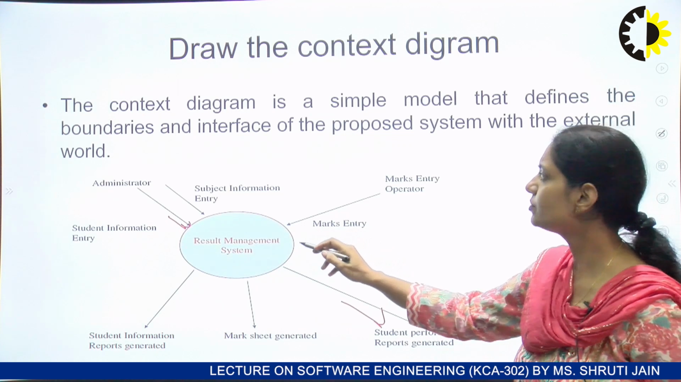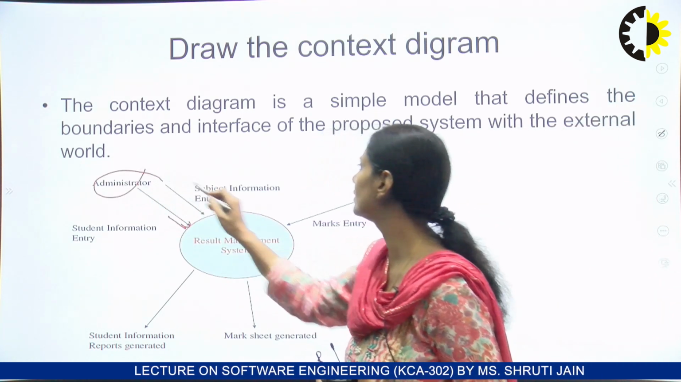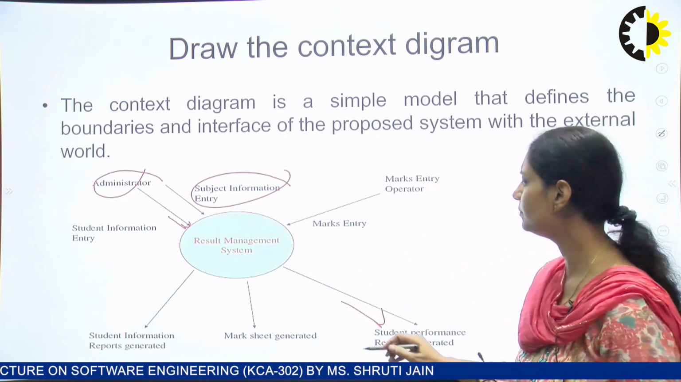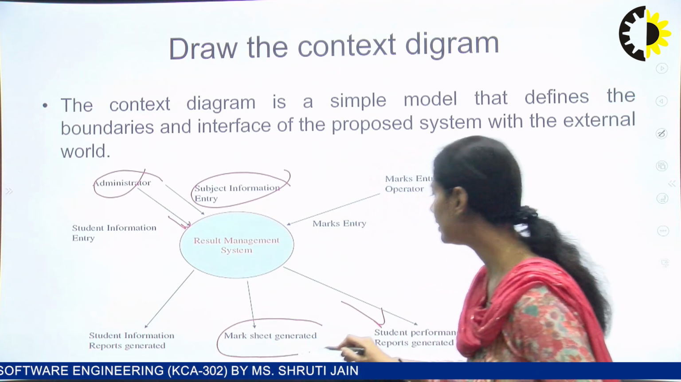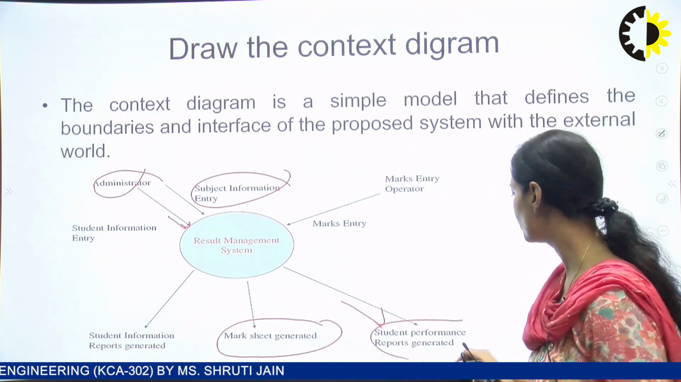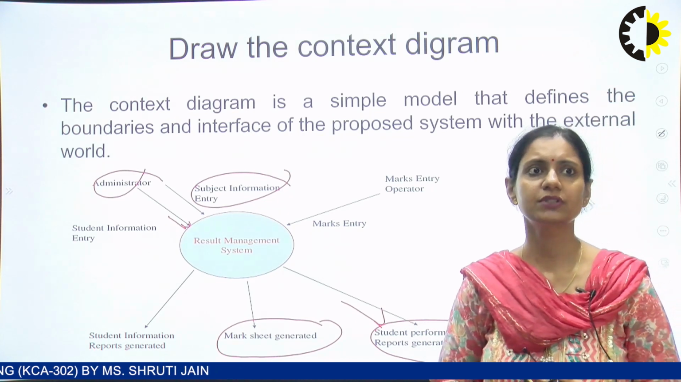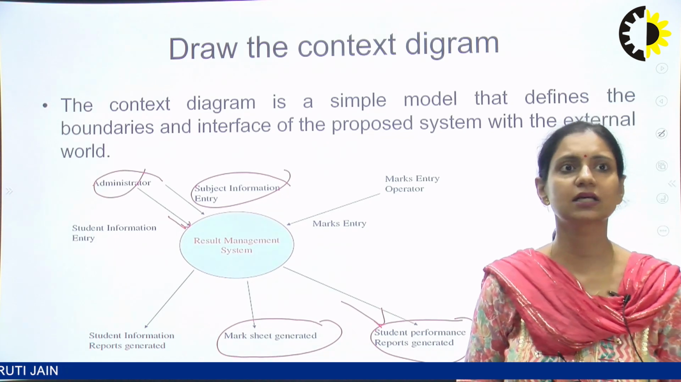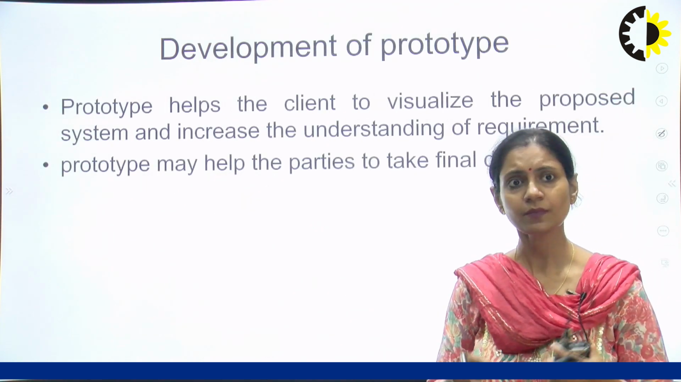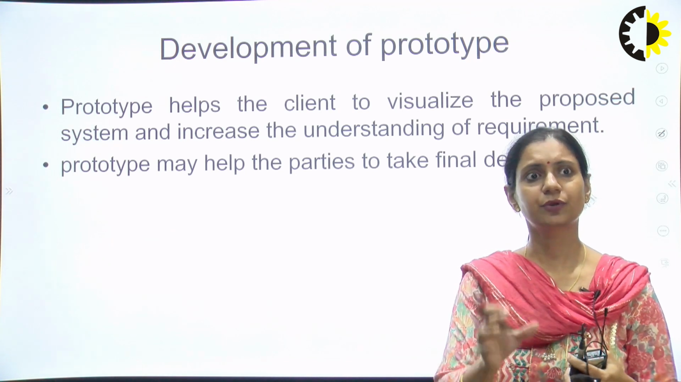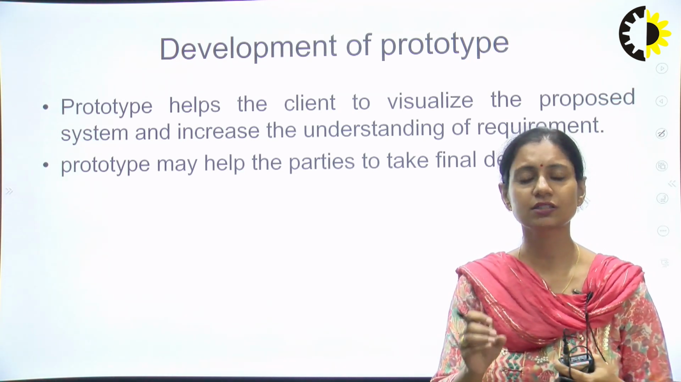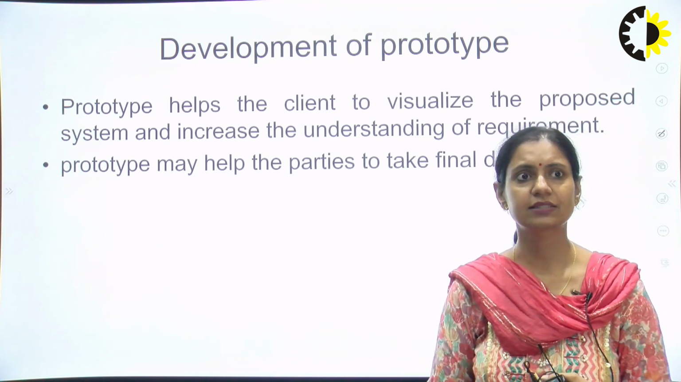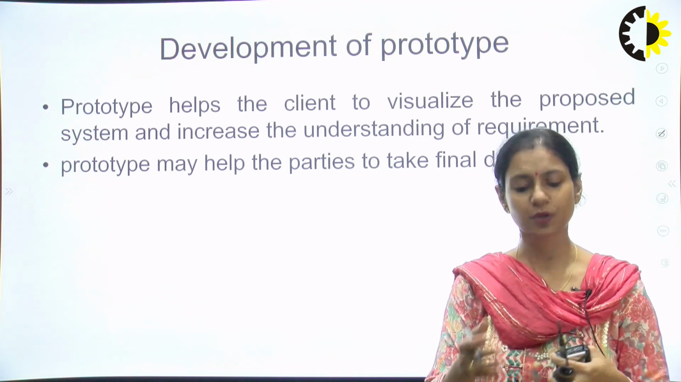In the result management system, these are the people, the administrators. We have subject information entry that is being done into the result management system, and the output would be a mark sheet and a student performance report being generated. This gives what all things will be coming into the system and what would be the results. On the basis of the context diagram, a prototype is developed, which talks about how things will be moving to the next stage. Here the visualization of the proposed system is done.